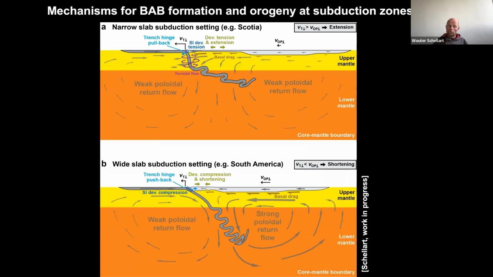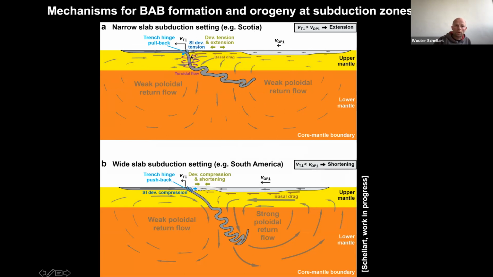So coming to some sort of schematic representation of the actual mechanism at play here. What do we have for narrow subduction zones? So that's the top schematic sketch here. What do we have? So we have a narrow slab. Narrow slabs are happy to retreat rapidly through the mantle, happy to roll back rapidly through the mantle.